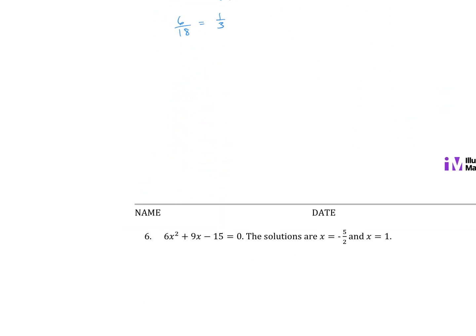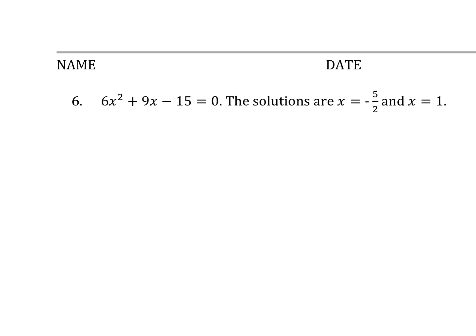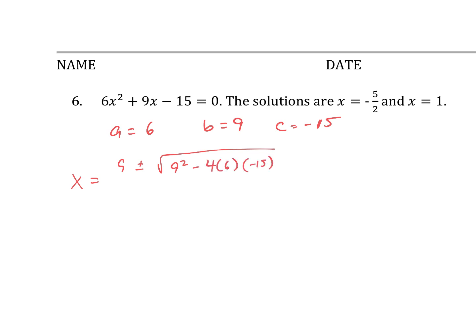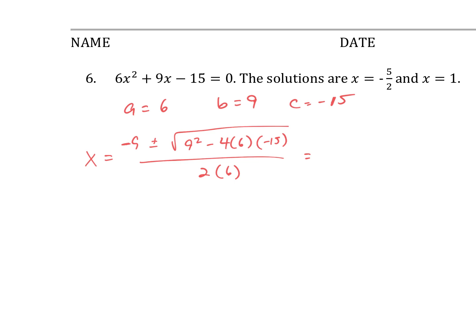Okay, last one. A is 6, B is 9, C is negative 15. Don't forget that negative sign. X equals 9 plus or minus the square root of 9 squared minus 4 times 6 times negative 15, all over 2 times 6. So I did catch a little mistake. This should be negative 9 because it's the opposite of B.